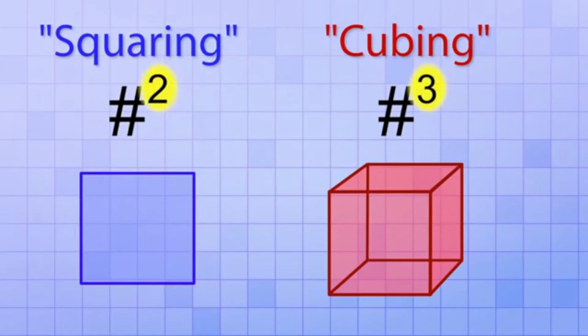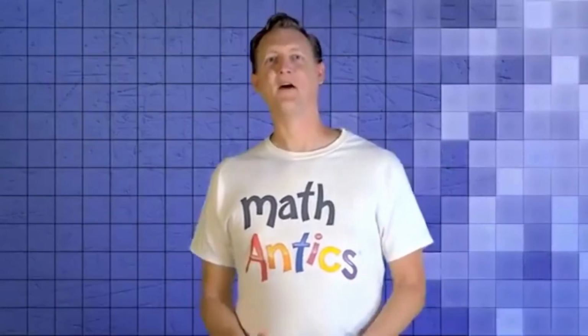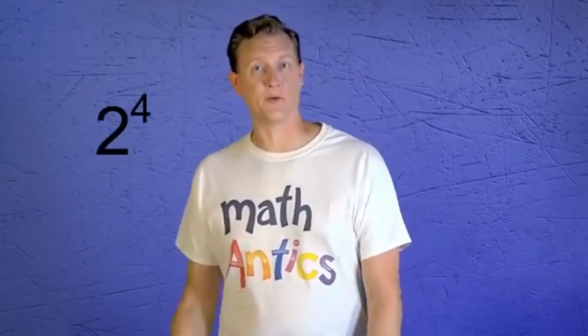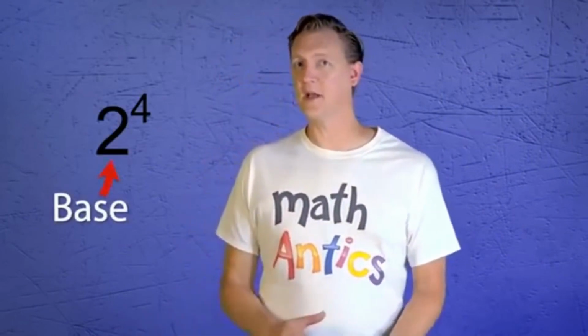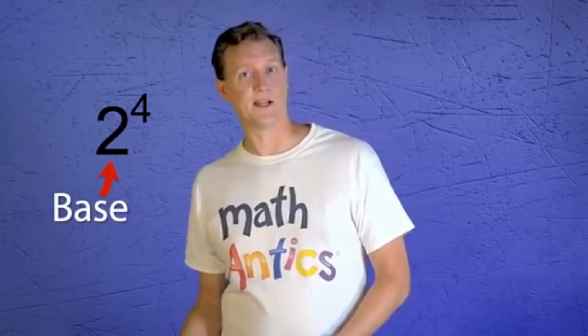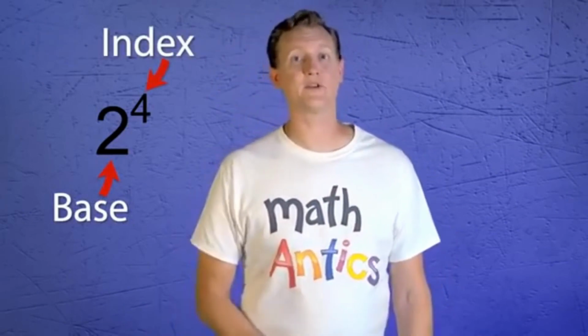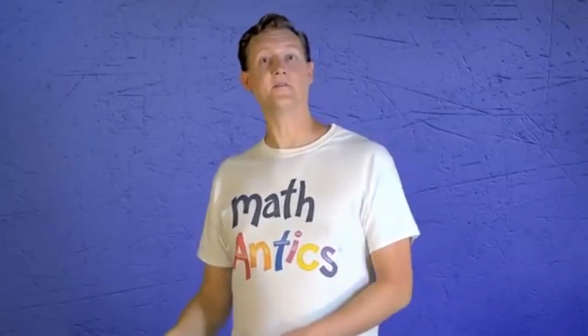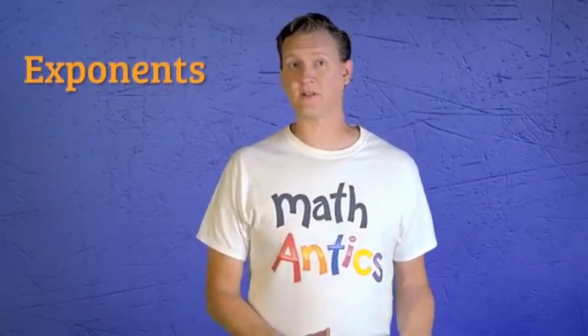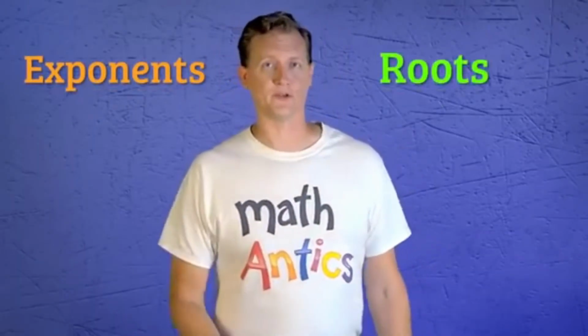Because we interact with 2 and 3-dimensional objects all the time in the real world, there are lots of practical applications. Okay, so now you know that exponents are a way of showing repeated multiplication, and you also know what the two numbers in an exponent mean. The base is the number that will get repeatedly multiplied together, and the exponent, or index, tells us how many times to repeat it. In the next video, we'll learn more about exponents and their inverse operations called roots.